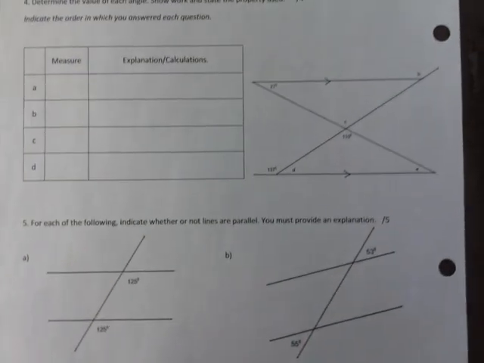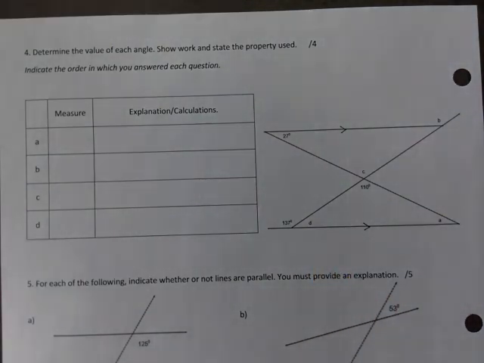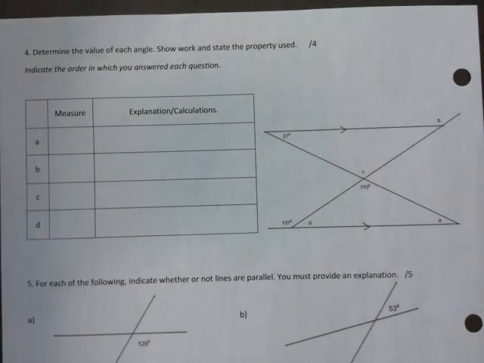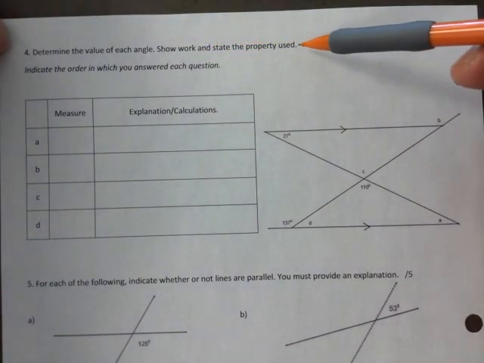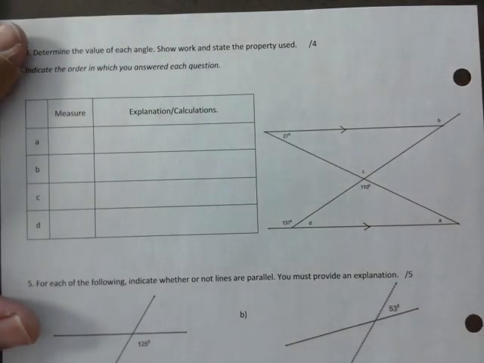Backside, let's see how you did there. These are mystery angle questions, okay? So you're going to see some worksheets. They're called mystery angles, right? So how you start is important. What does it say? Show and state the property used, indicate the order in which you answer the question. That'd be very much appreciated.